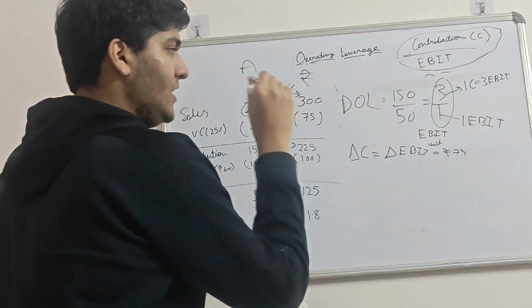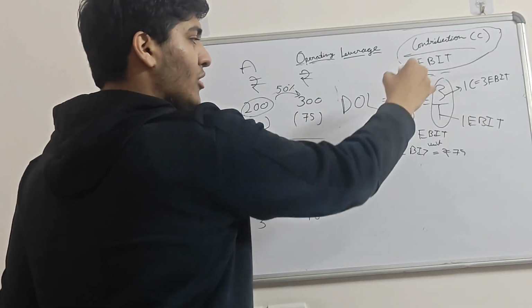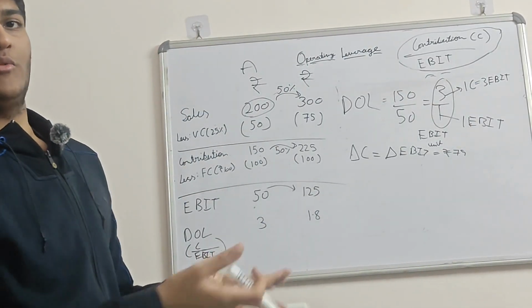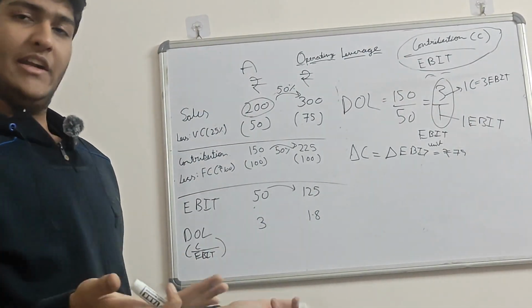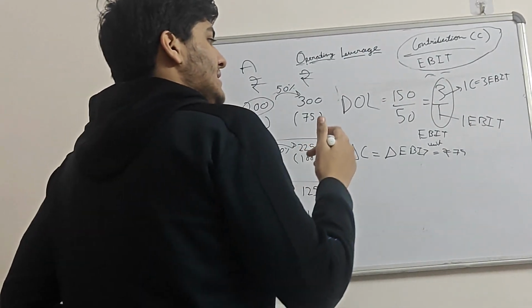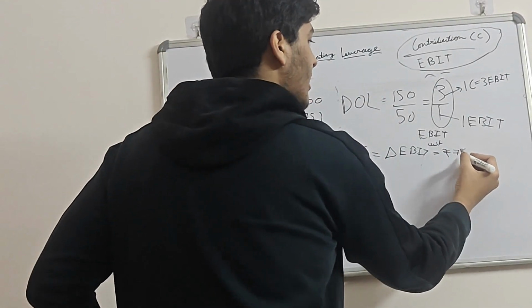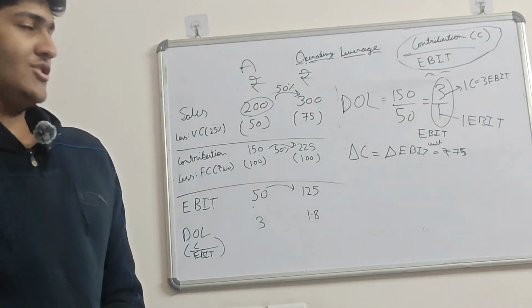So we need to understand कि change in contribution is always equal to change in EBIT. जितना contribution बढ़ेगा उतना EBIT बढ़ेगा या घटेगा. तो इसके अंदर 75 का आ रहा है. Now we want to play with percentages, right?